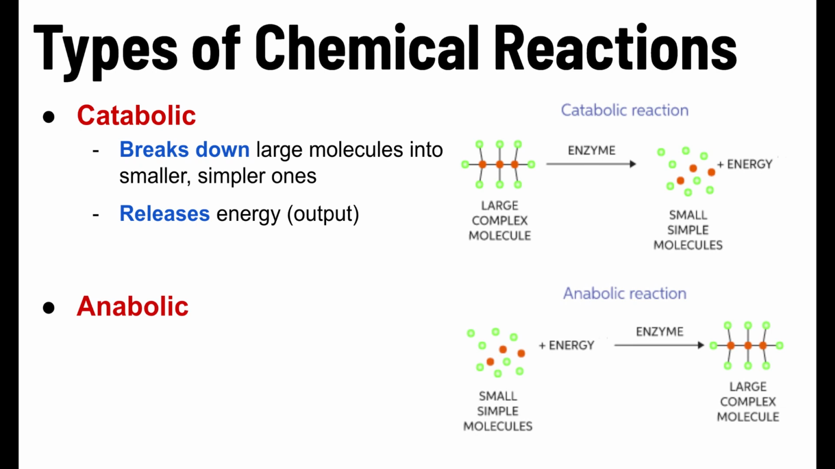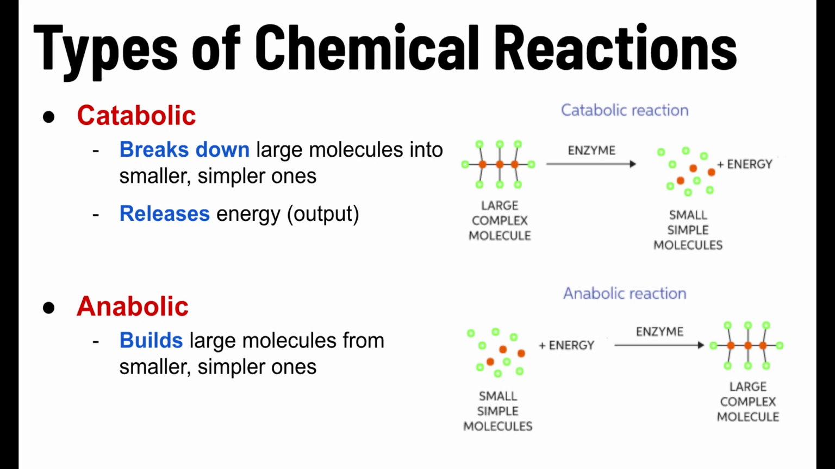The other type of reaction is an anabolic reaction. And this is a reaction that builds large molecules from smaller, simpler ones. A good way to remember this is think of anabolic steroids. You might have heard of that term before. With steroids, somebody's building muscles, right? So anabolic reactions build large molecules from smaller, simpler ones, and energy is required for this process. So in this case, energy is an input. You have to use energy to build this larger structure.